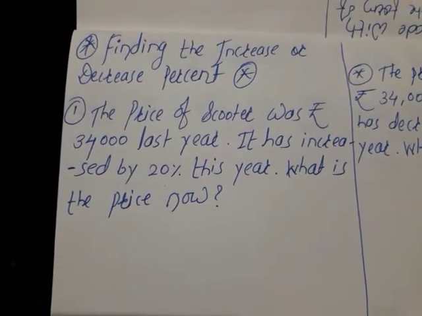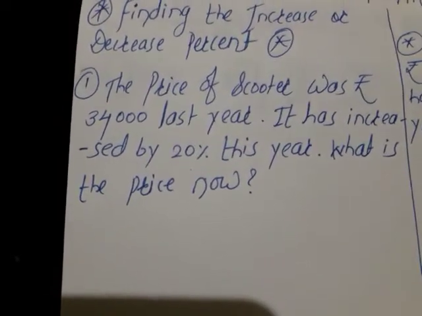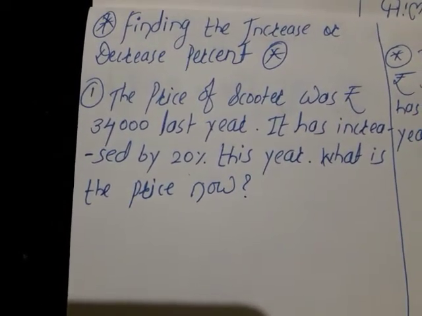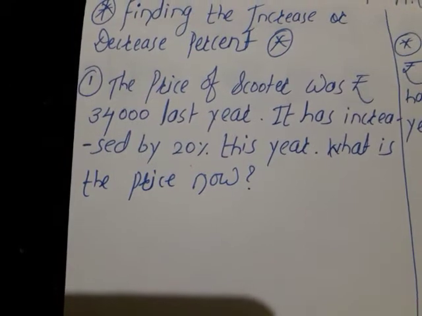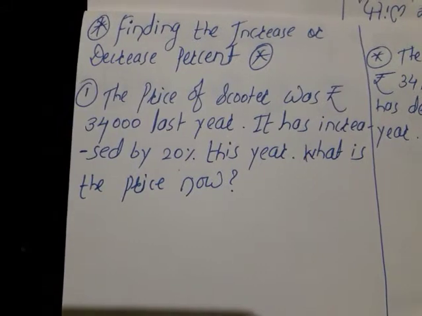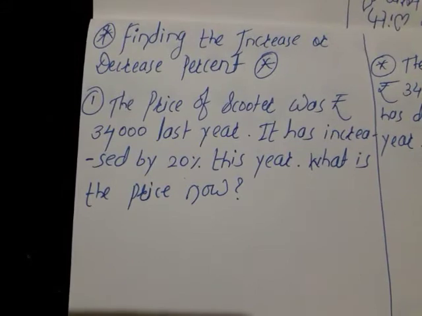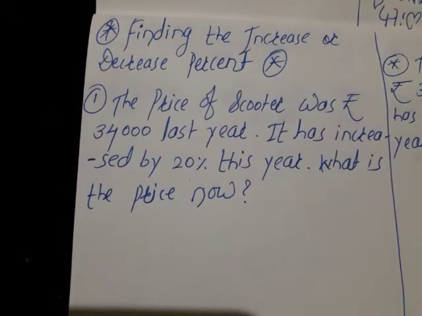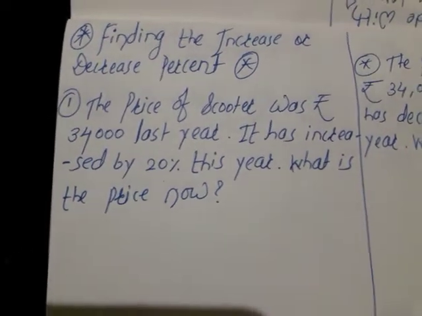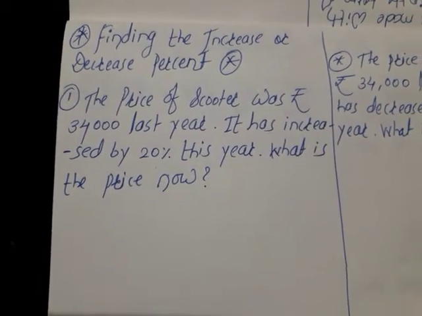Here I have written one example. That example will help you. Actually I have written two examples. One example is regarding the increase and one example is regarding the decrease. The example in front of you is regarding the increase, and the next example will be regarding the decrease. Here I have taken a scooter. The scooter's price is increased, then what is the new price, that we are going to find out. If the scooter price decreases, then what will be the new price, that also we are going to discuss in today's video.